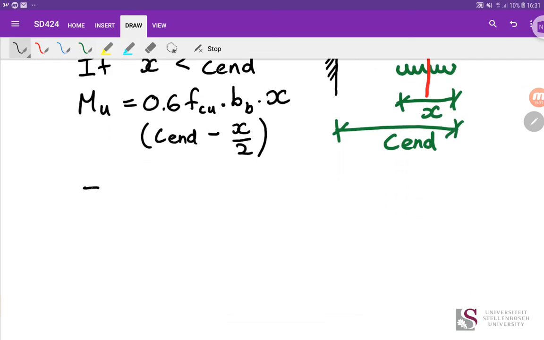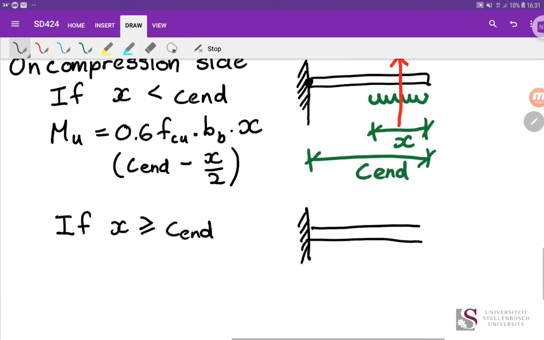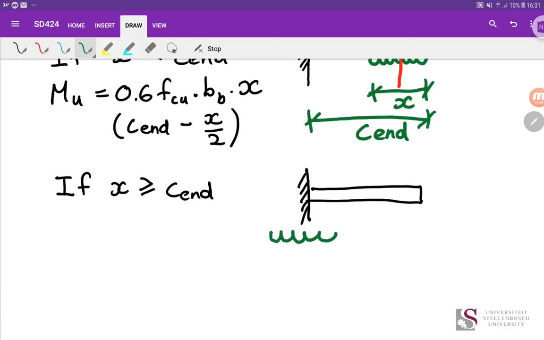However, if x is greater than c end, then we have a different scenario. Once again, we model it as a cantilever, but the load goes past it, meaning that there's simply a continuous 60% of concrete strength, concrete stress on it, and our x goes well beyond.